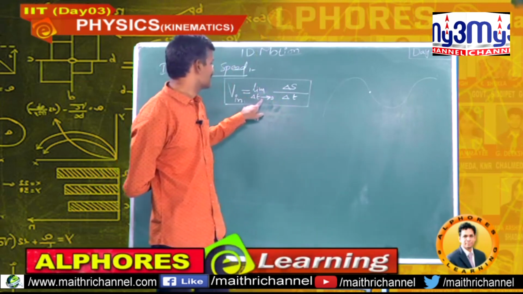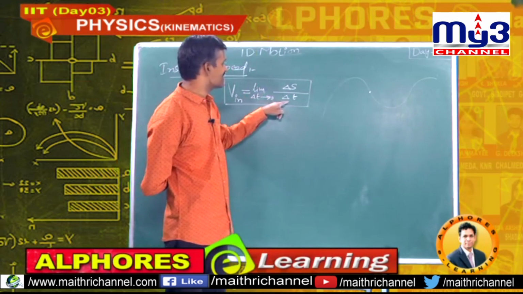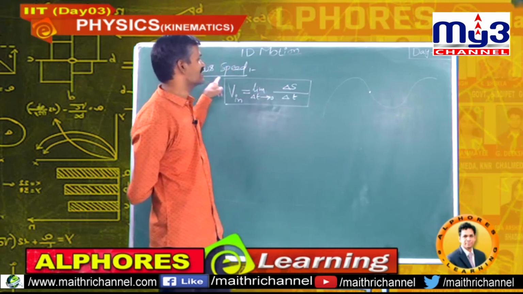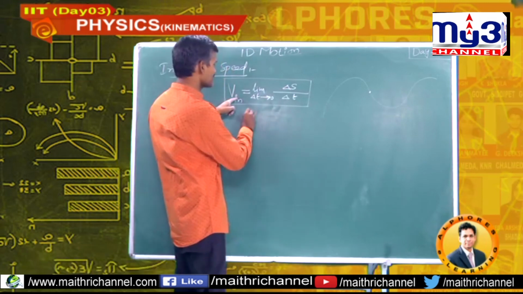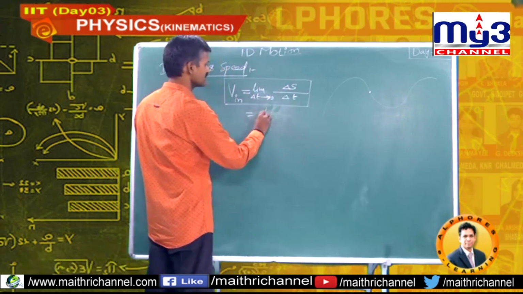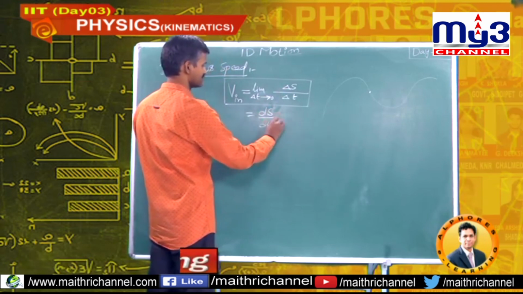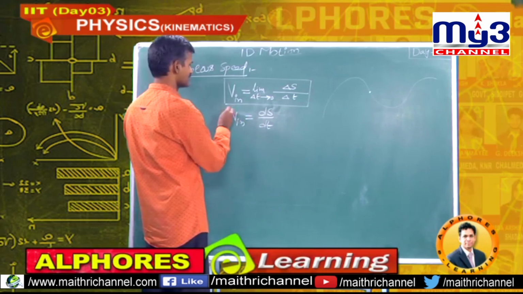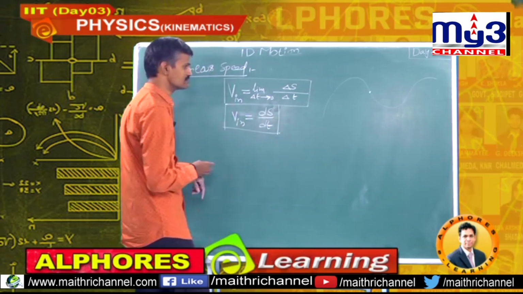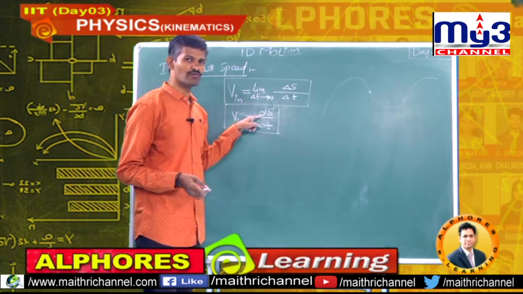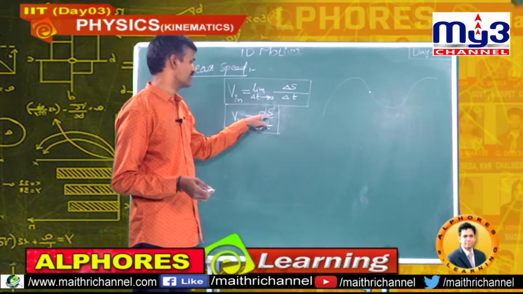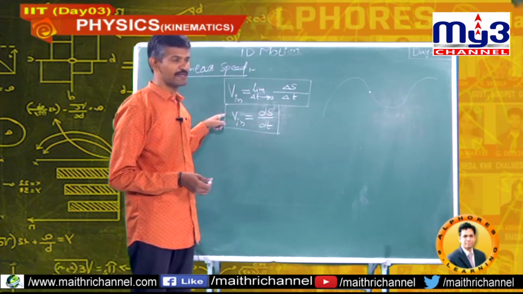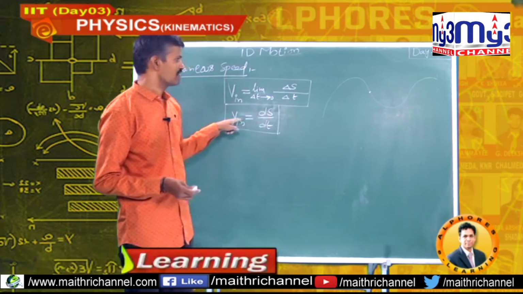So it becomes an instant. At that instant the ratio between distance and time is known as instantaneous speed. It can also be written as ds by dt. This is instantaneous speed. On taking the derivative of a distance function with respect to time, we will get instantaneous speed. I will give one example for this problem.